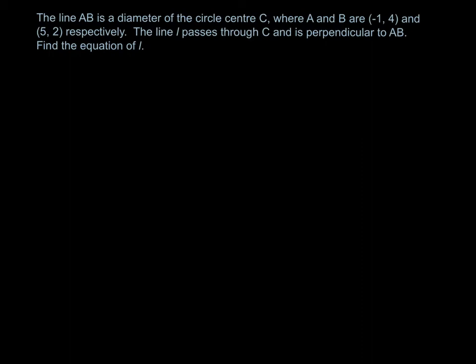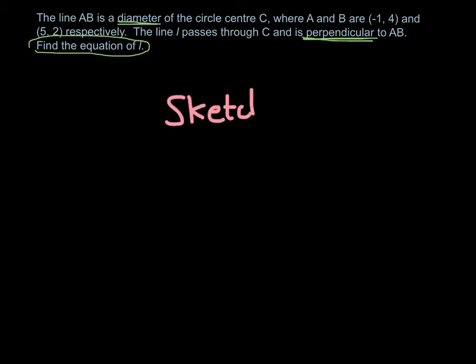So there are a couple of keywords that we need to look at first. We've got the diameter, so we know that A and B are the ends of that diameter, so on the edge of the circle. We know that L is perpendicular to AB, so that'll give us a bit of information, and we want to find the equation of L. So we should be thinking, well, it's y minus y1, and I've got a perpendicular thing to deal with.